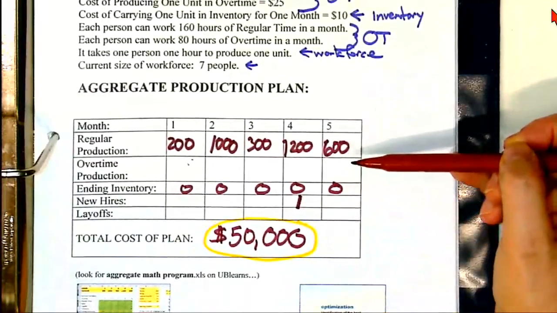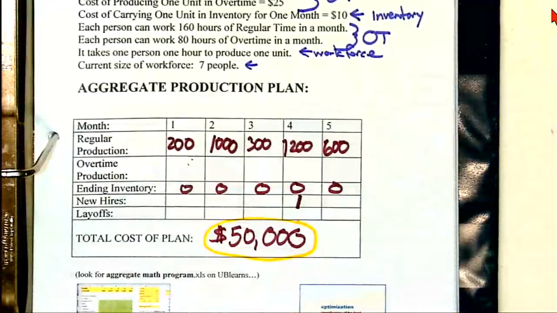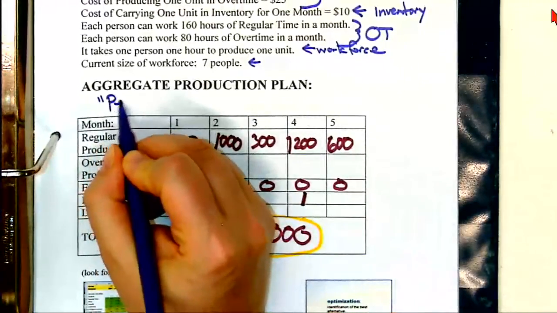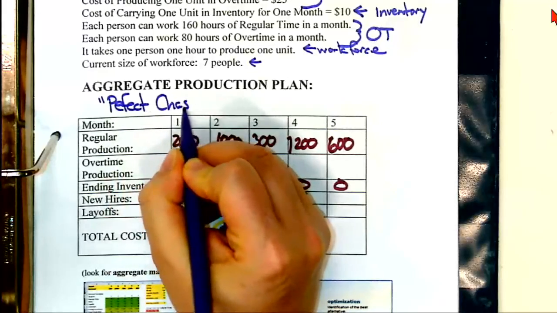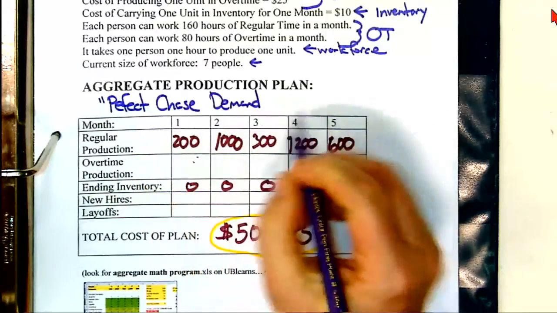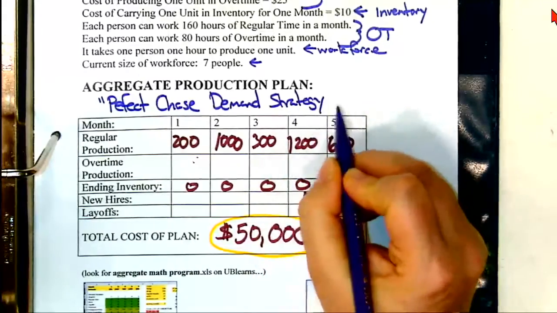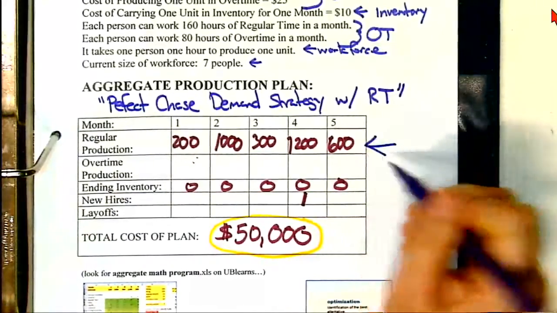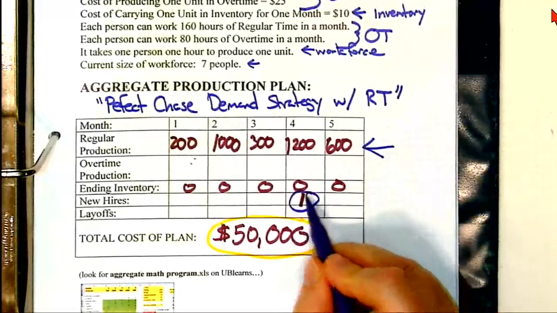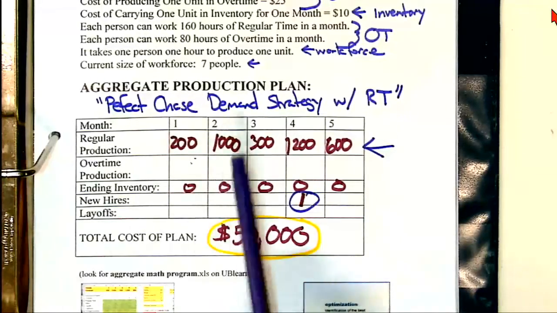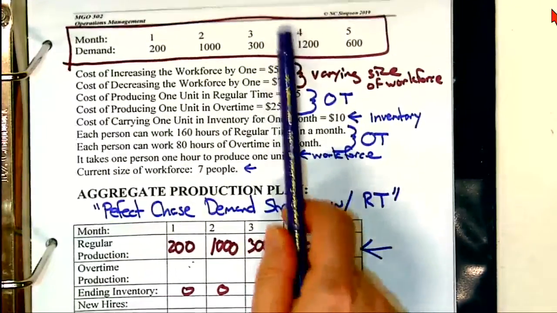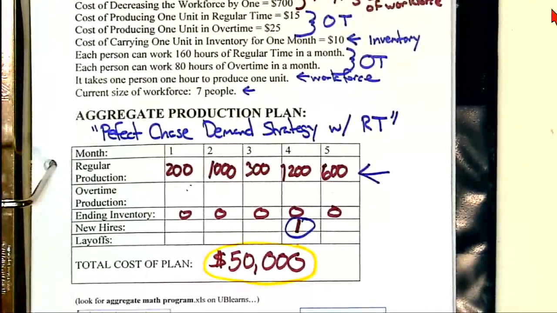Now, this is a plan, and this is an important capacity. We should be able to describe this plan. This is described as a perfect chase demand strategy with regular time. Right? Because that is basically all we're using, regular time. We just had to hire a person to get the regular time to work. Perfect chase demand means this, look at the top, is the same thing as the forecast. Whatever is needed, that is exactly what we're planning to use. Okay, so we have a plan.